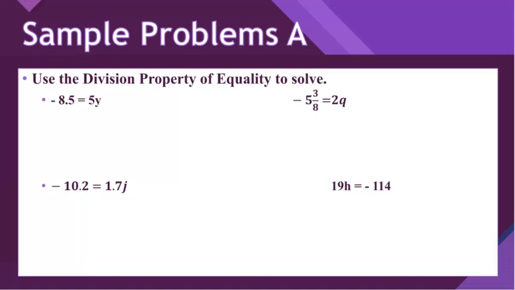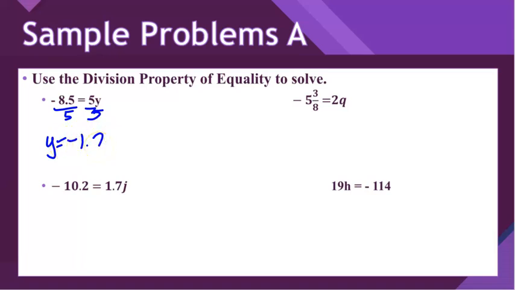So here it's written as a multiplication problem, but remember inverses: the inverse of multiplication is division. So I need to get y by itself. The opposite of multiplying by 5 is dividing by 5. So if I divide by 5 on both sides, I have negative 8.5 divided by 5 gives us a negative 1.7. So y would equal a negative 1.7.